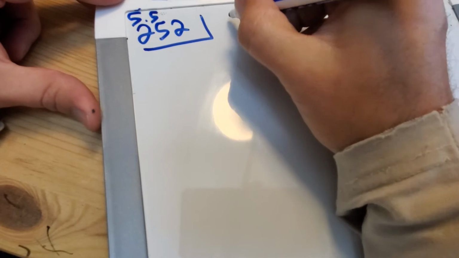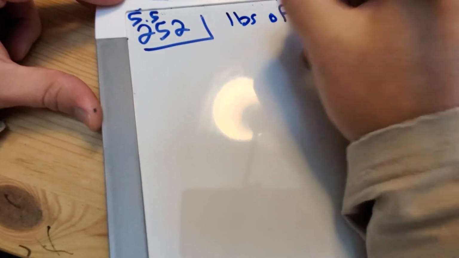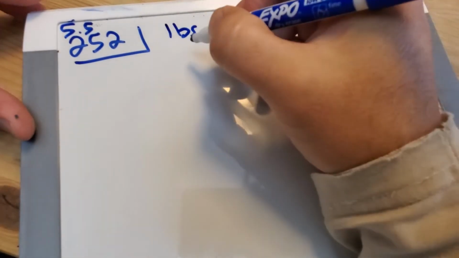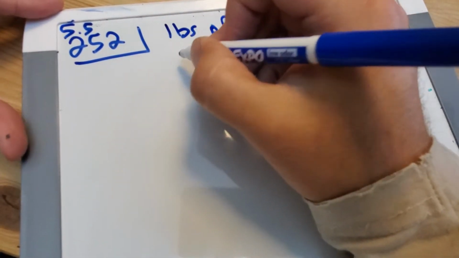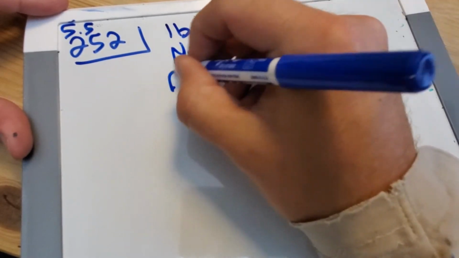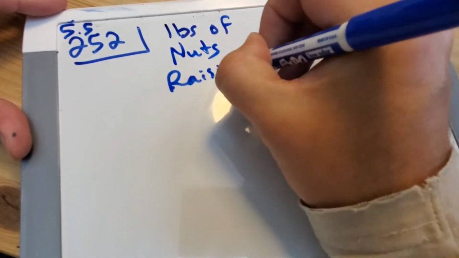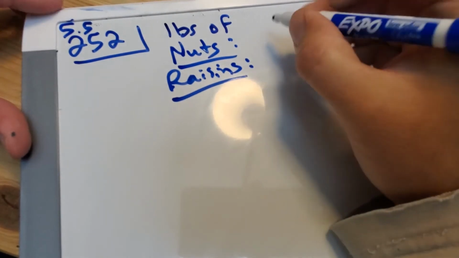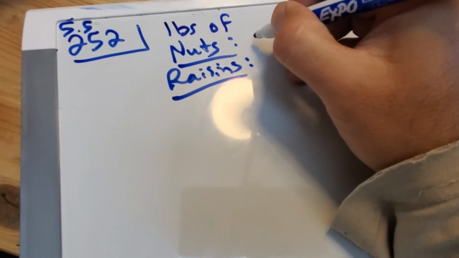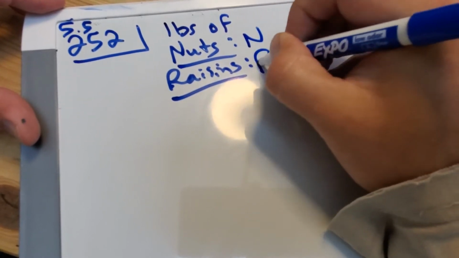So I've got pounds of nuts and raisins. Pounds is LBS, of course. I forget why, to be honest. It's probably some Latin word. So I'm going to call this N and this R.